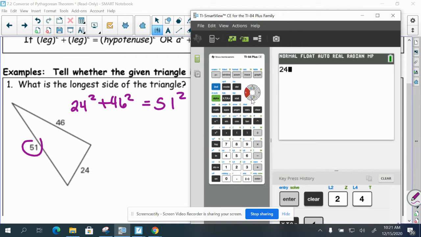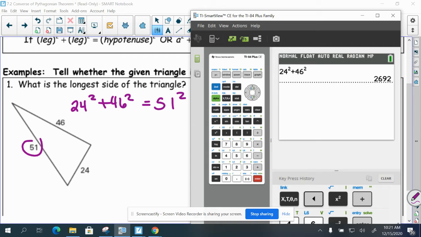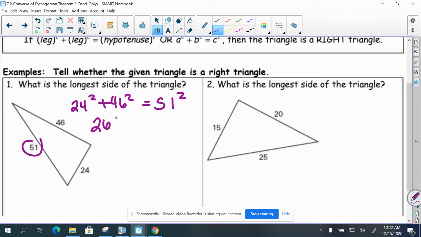Oops, wrong button. Where's the square button? Plus 46 squared. That equals 2692. And then I'm going to calculate 51 squared. And that is 2601. So 2692 does not equal 2601. So no, this is not a right triangle. Not a right triangle. It's my little symbol for right triangle.